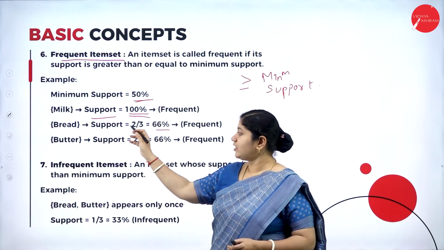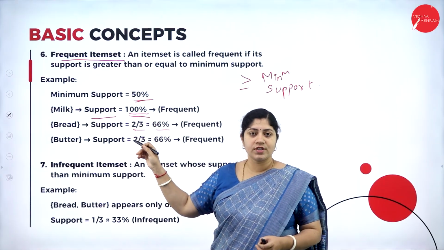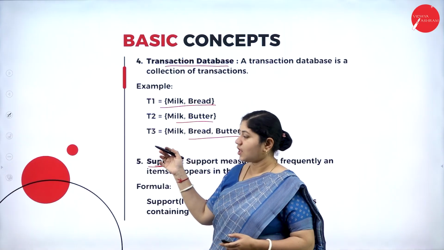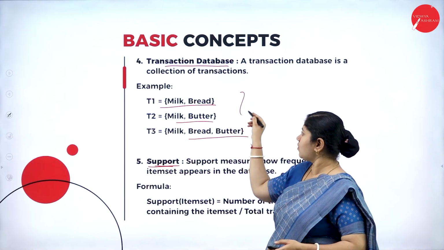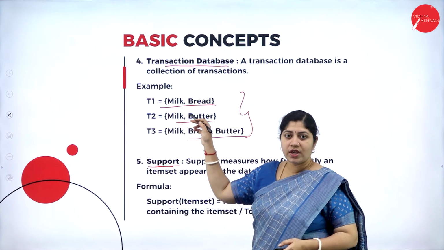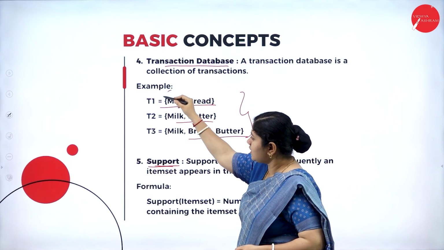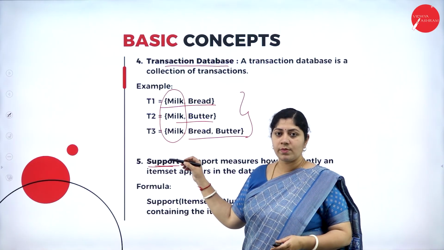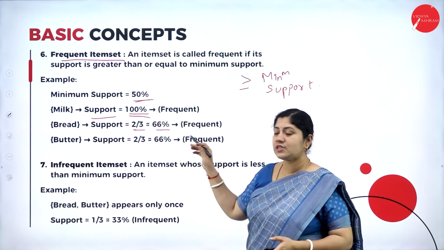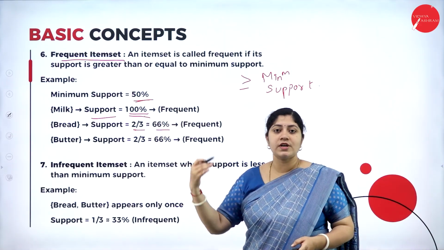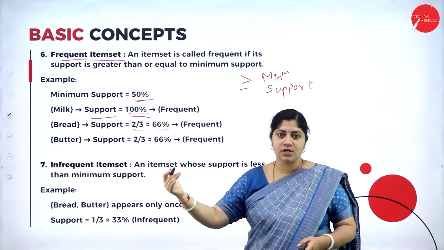How is this 2/3 generated? Let's get back to our previous slide to understand this. We have considered this combination of milk, bread; milk, butter; milk, bread, butter. Here we can see the most repeated item is milk. So for milk, what is the support we have considered? 100%. How is it? Because it is frequently repeated.